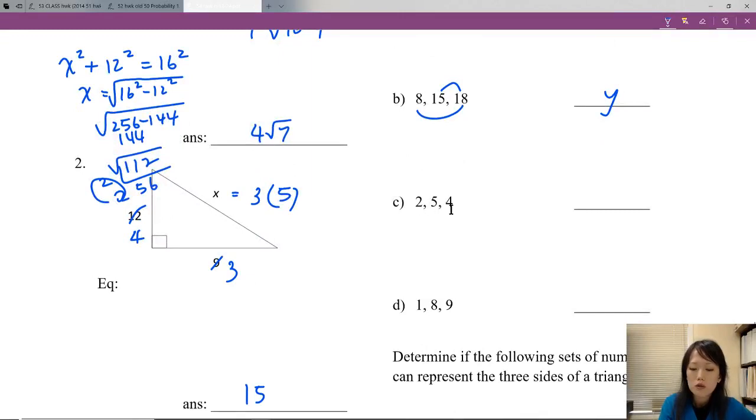Next one, 2 plus 4 is bigger than 5. 5 plus 4 is bigger than, this one is right. What about the last one? Why does this not work? Because it's not greater than 9. It barely reaches across 9, so this is not a triangle.